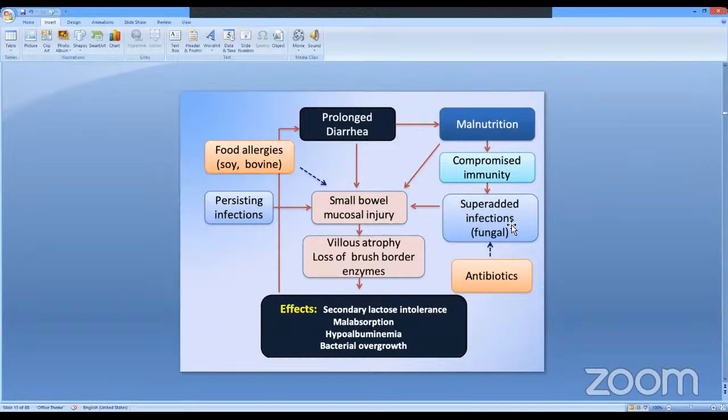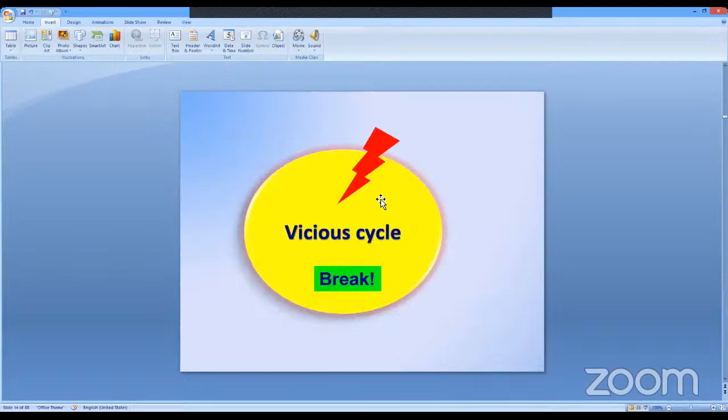And because of this infection, sometimes we prescribe antibiotics, which will also lead to superadded bacterial and fungal infection that will lead to small bowel mucosal injury. And some other factors like food allergens, soy or bovine, and persistence of infection will also lead to small bowel mucosal injury. So ultimately, this is the vicious cycle. If we want to manage these cases, we have to break this cycle. So see how we can break it.